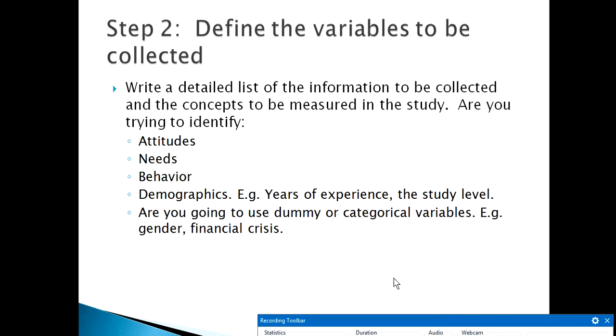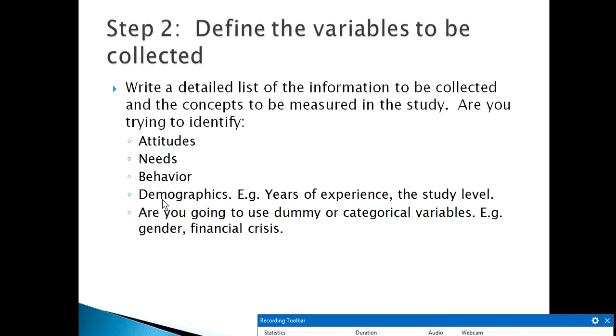And in some research, we are supposed to deal with demographic variables, for example, years of experience, the study level, and these variables are known as demographic variables. And in some research also we have to deal with dummy or categorical variables. Therefore, in this video, I'm going to explain how we can construct or build a dummy variable.